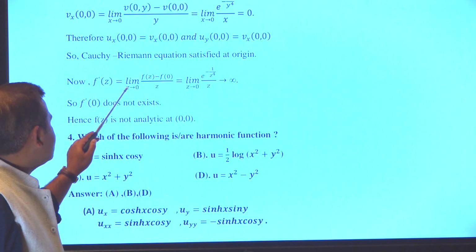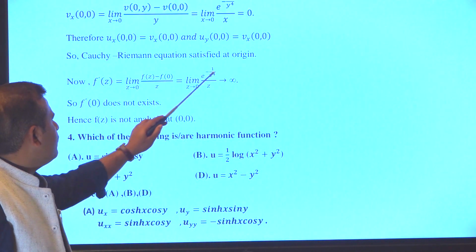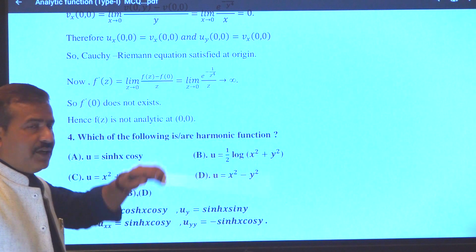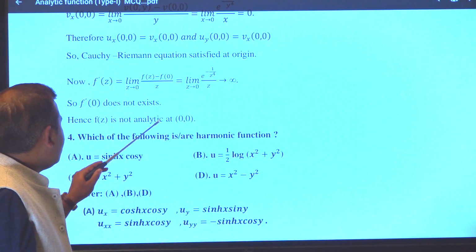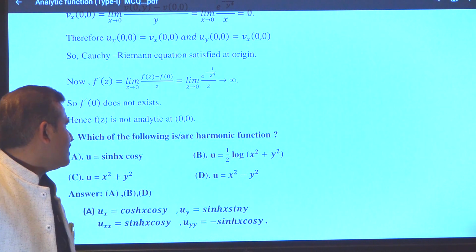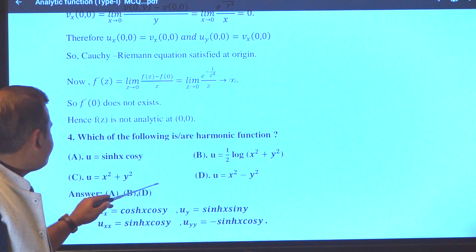Now f dash z is the limit as z tends to 0 of f of z minus f of 0 divided by z. On substituting the value of z here, on simplification it becomes infinity. So f dash 0 does not exist, hence the given function is not analytic at 0. So these are the options.